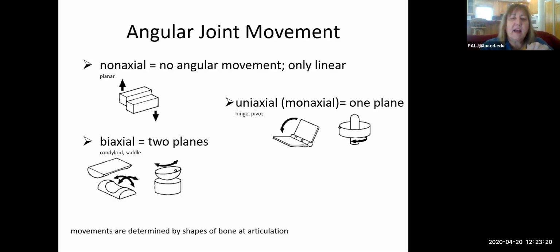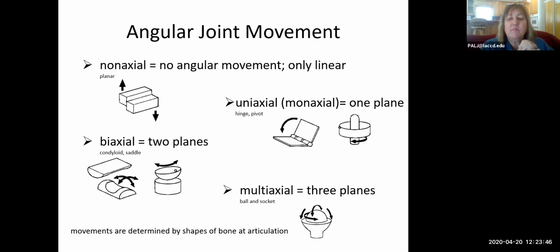Continuing on, our biaxial joints have 2 degrees of freedom because we can have movement in 2 planes. We could have both flexion and extension in an anterior posterior plane, but we also could do medial or lateral movement, abduction or adduction. Examples of biaxial joints are our condylar joints and our saddle joints. And the last one, our multi-axial joints have movement in 3 planes, and the only example of this is a ball and socket. So I hope that helps and gives you a chance to go back and check what you filled out in that table.